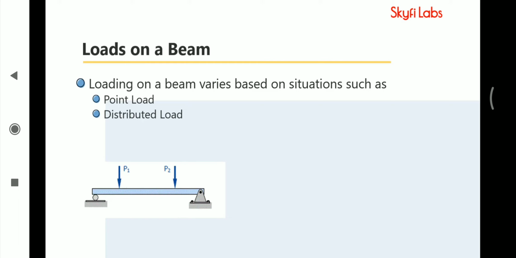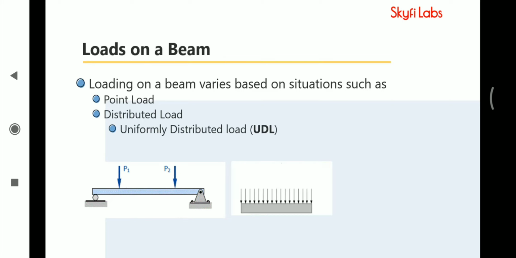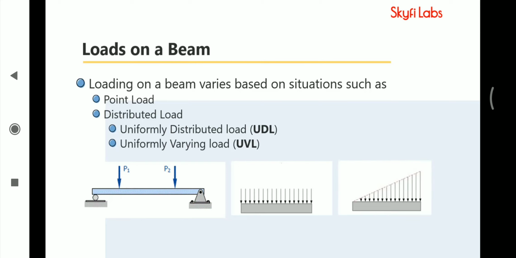This distributed load is further divided into uniformly distributed load and uniformly varying load. Uniformly distributed load is that whose magnitude remains uniform throughout the length. Uniformly varying load is that load whose magnitude varies along the loading length with a constant rate.